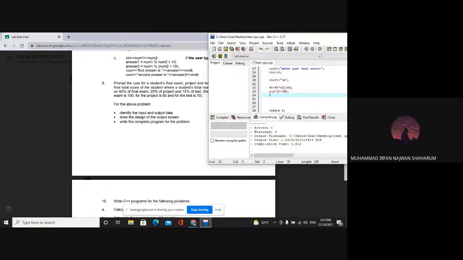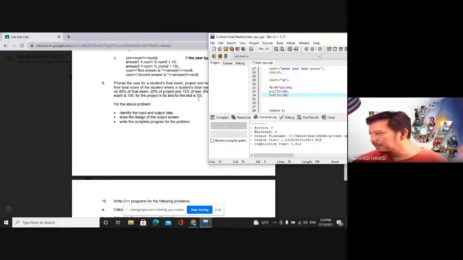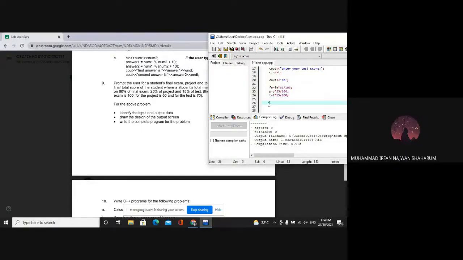The test equal the test score, multiply with 50%, and divide with 100. I'm not sure if this is right or not.